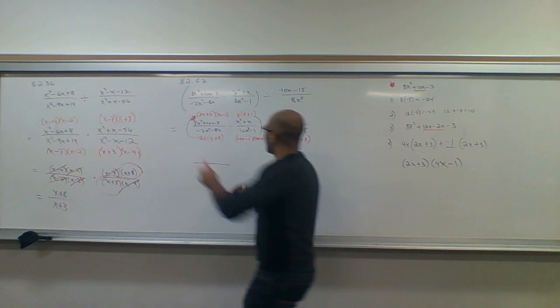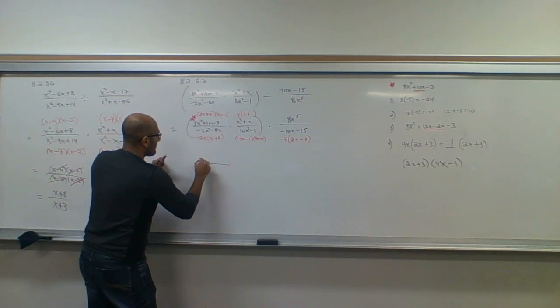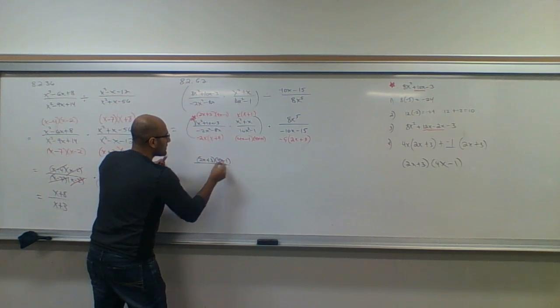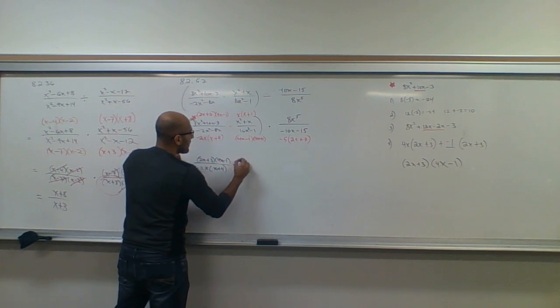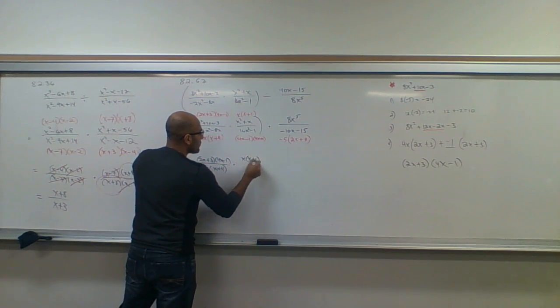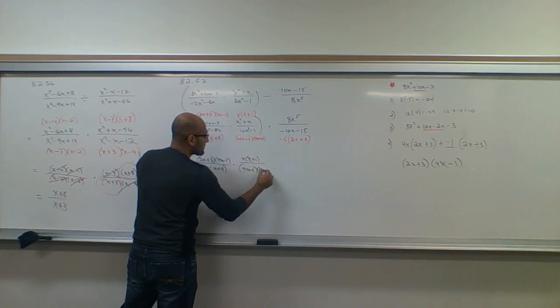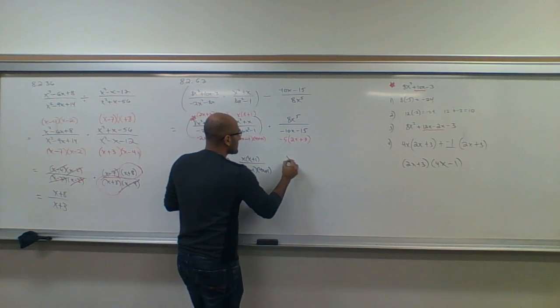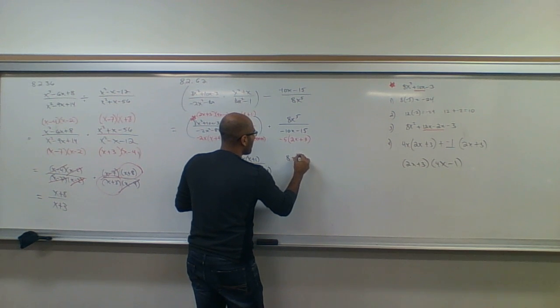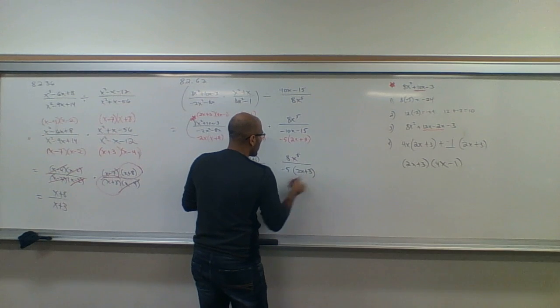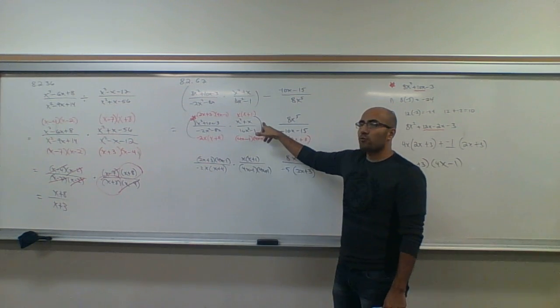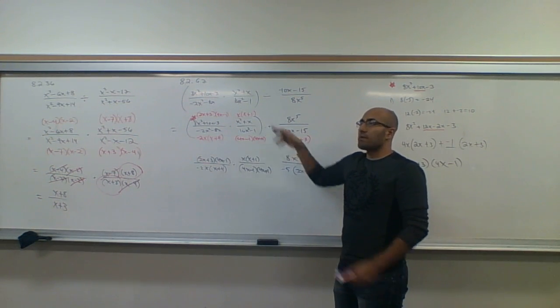Okay. So let me recopy all these red things. There's too much stuff happening. 2x plus 3 times 4x minus 1 minus 2x, x plus 4 times x plus 1 all over 4x minus 1 times 4x plus 1 times 8x to the power of 5 all over negative 5 times 2x plus 3. Notice that I stopped writing that parentheses there. It doesn't matter anymore. Why?